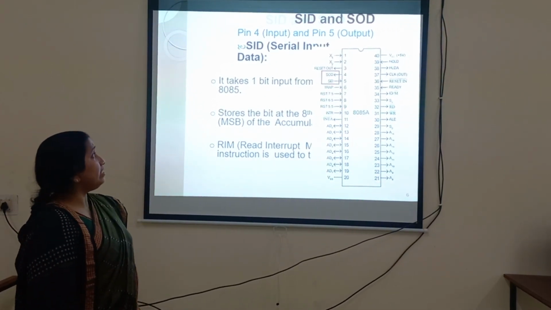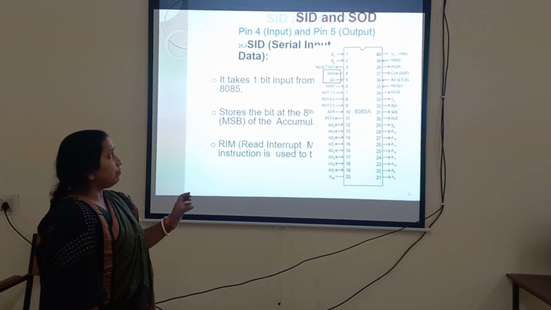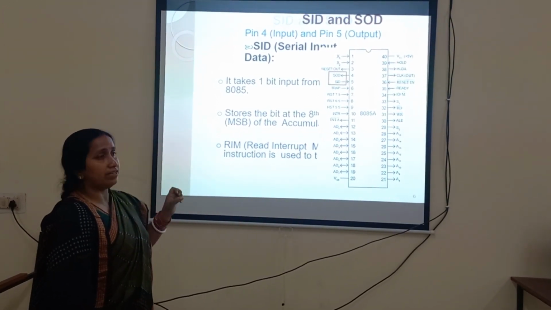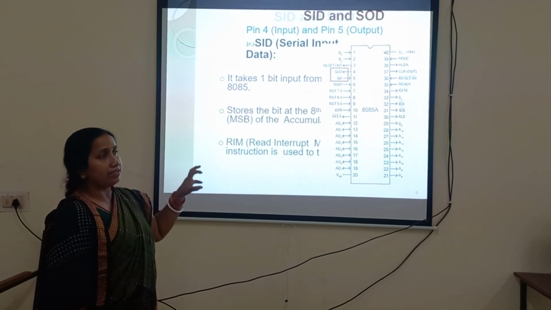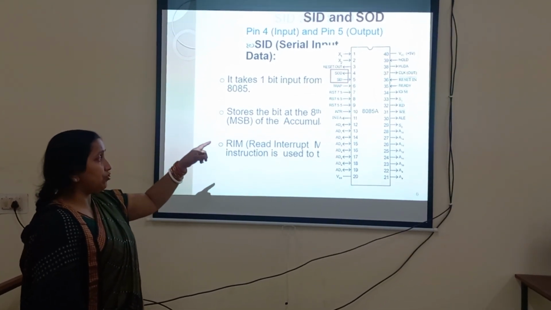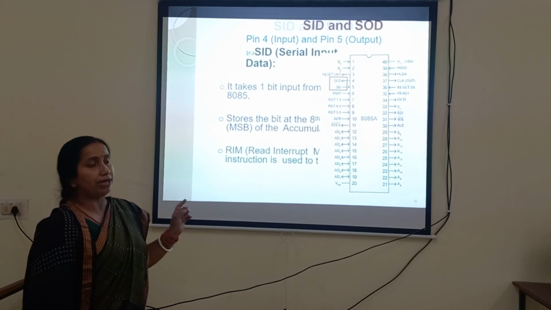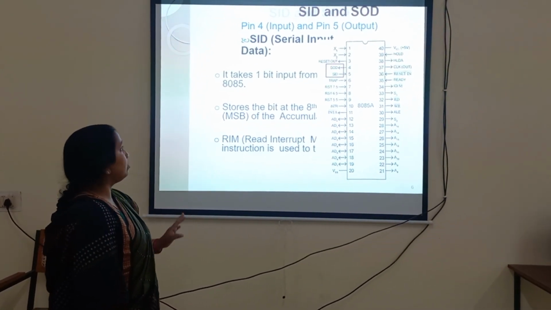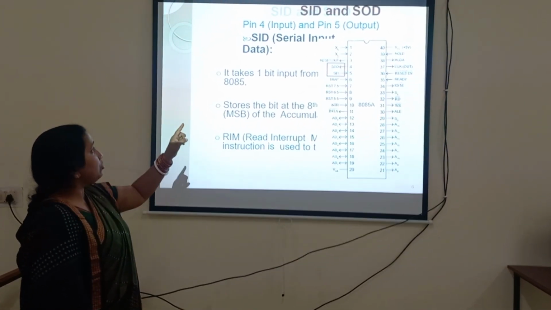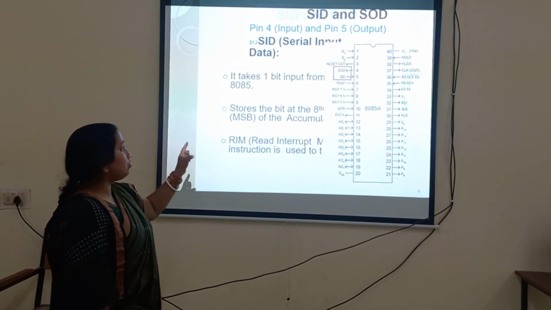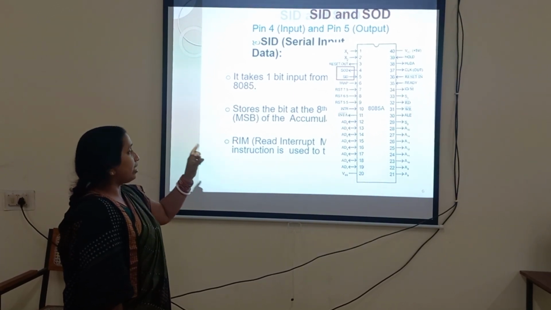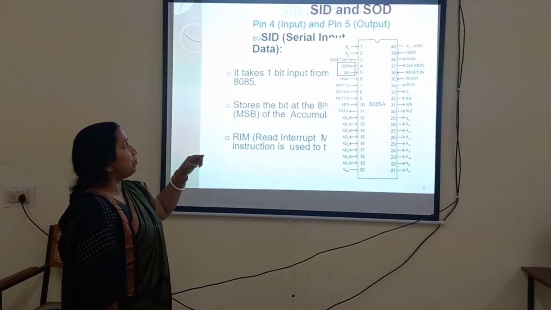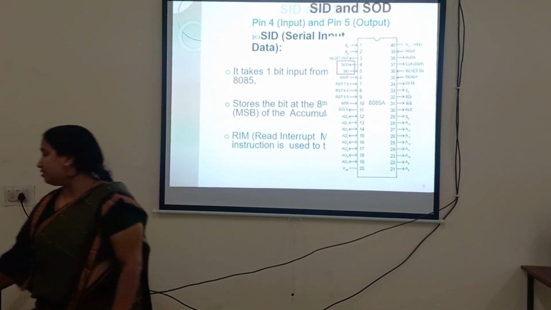And the next is SID, serial input data. SID and SOD: both signals are used for data connection when peripheral devices are attached to the 8085 microprocessor. Here the 8255 is used to interface the peripheral device with the 8085 microprocessor. It takes 1 bit input from the 8085, then stores the bit in the 8th bit of the accumulator. Then by using the read instruction, we can operate the SID signal.